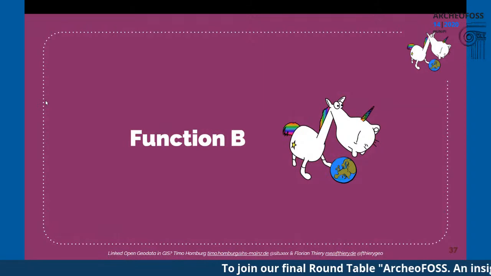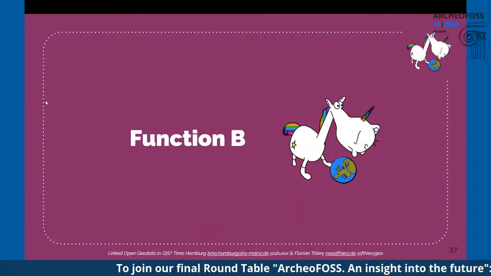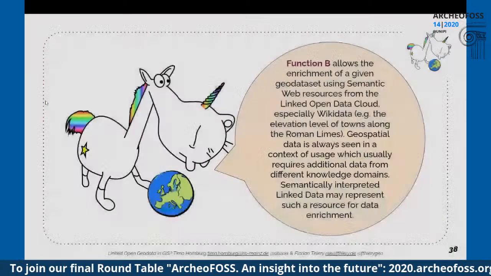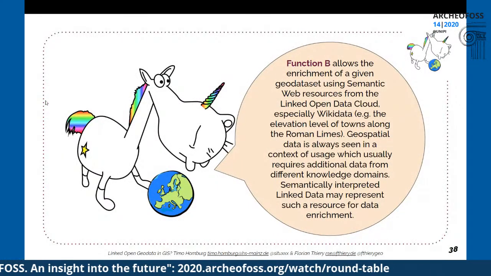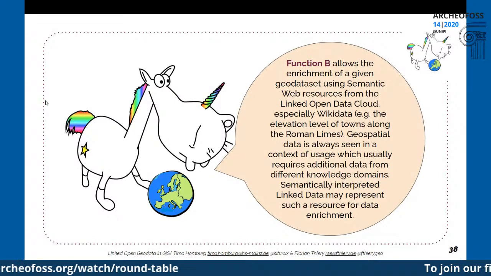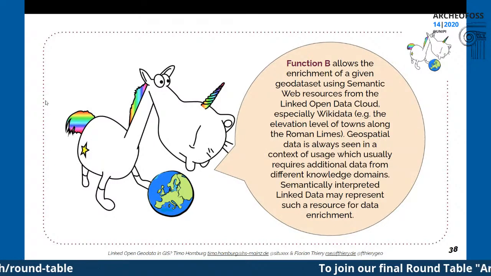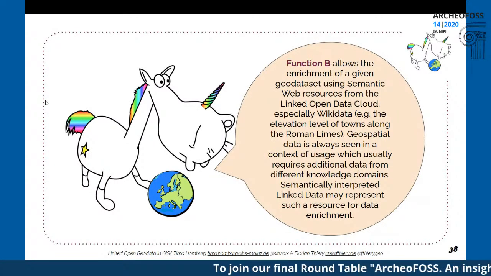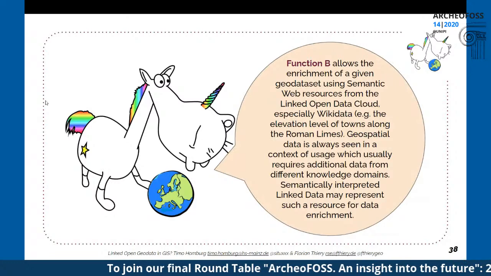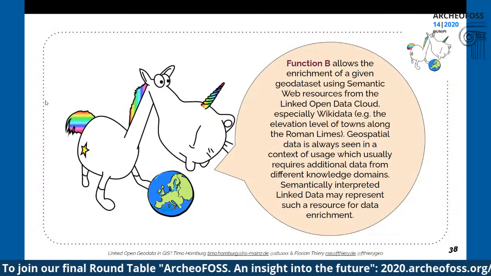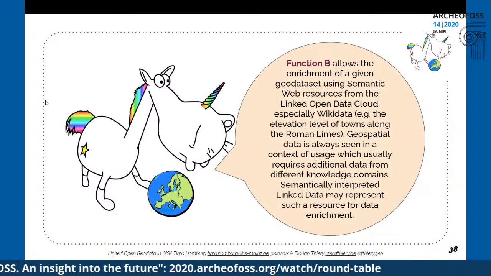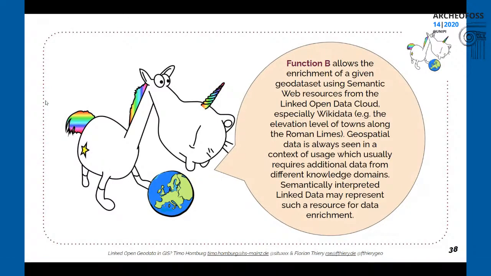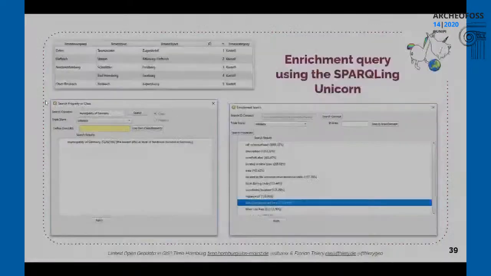Now to function B. Function B is the data enrichment. Function B allows the enrichment of a given geodata set using semantic web resources from the linked open data cloud, with a focus on Wikidata. And what we show in the next example is that we enrich the elevation levels of towns along the Roman limes to a data set, the limes data set that we have previously introduced.